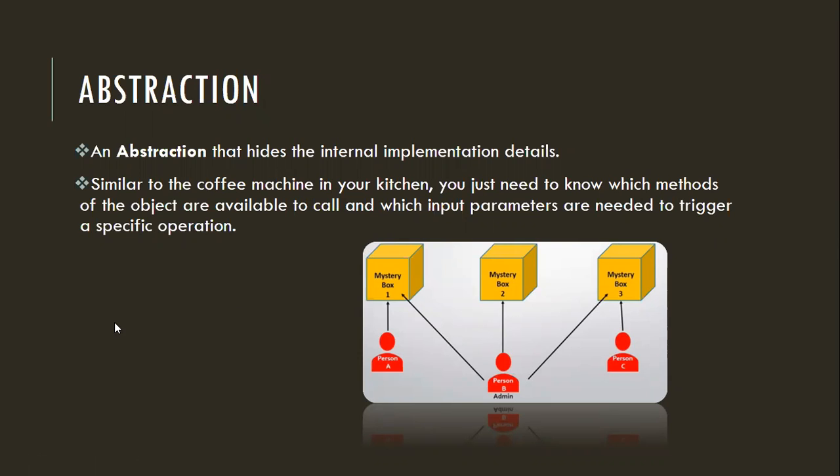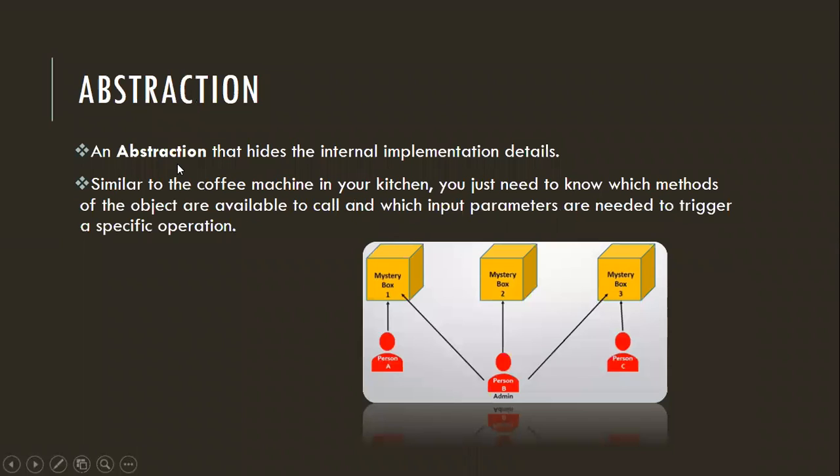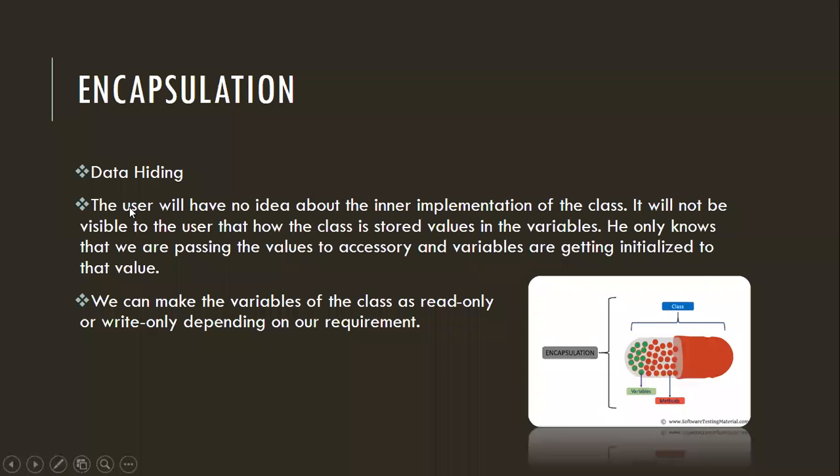I will show you a real time example of this when it comes to the class diagram. When we code, I will show you abstraction coding as well. Encapsulation, data hiding. This is data hiding. What we were hiding earlier was the method. Okay, implementation hiding. But this is data hiding.